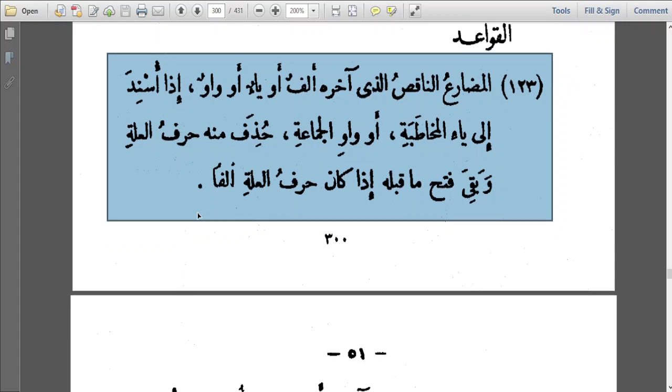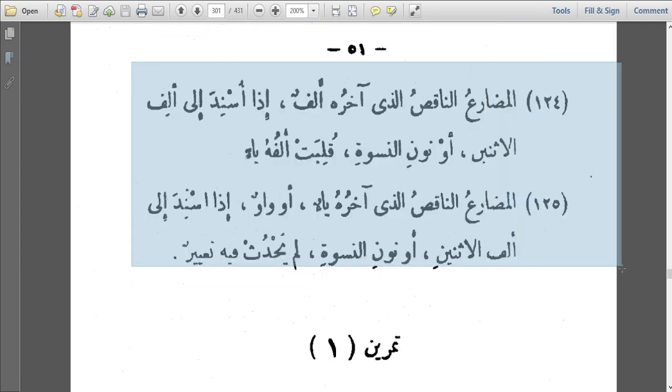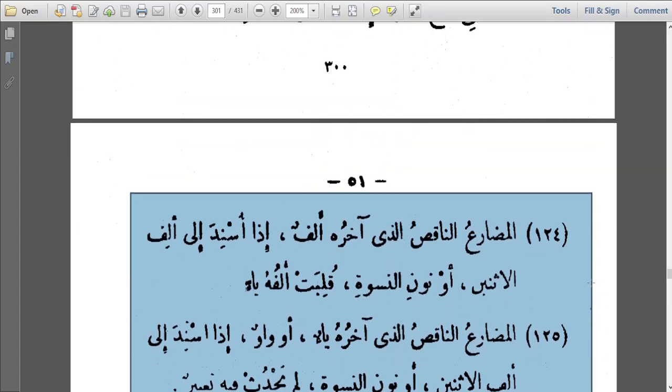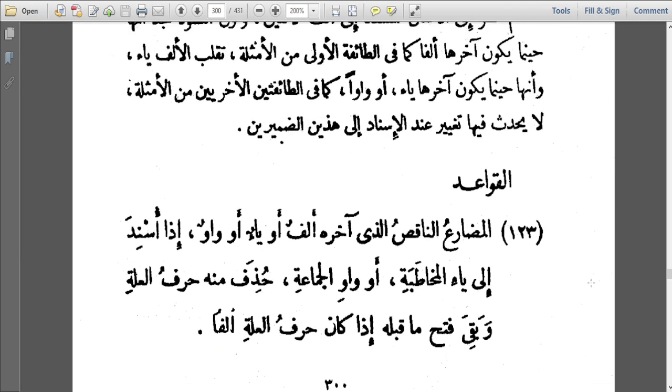This is the qaida they are giving us, just what we've explained. Okay, then we come to this portion, which is المضارع الناقص الذي آخره ألف إذا أسند إلى ألف الاثنين أو نون النسوة قلبت ألفه ياء, as we've already explained. Okay, المضارع الناقص الذي آخره ياء أو واو إذا أسند إلى ألف الاثنين أو نون النسوة لم يحدث فيه تغيير. These are the things that we should focus on. The qawaid aspect is very important, so that it sticks.